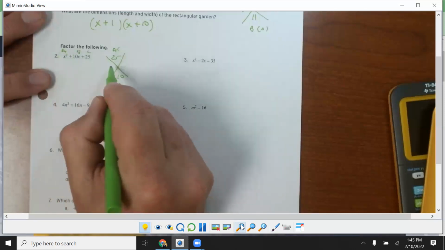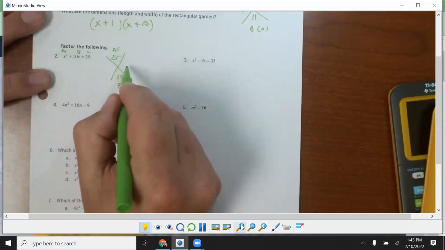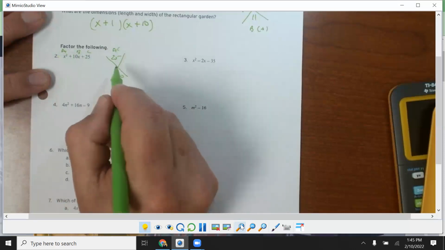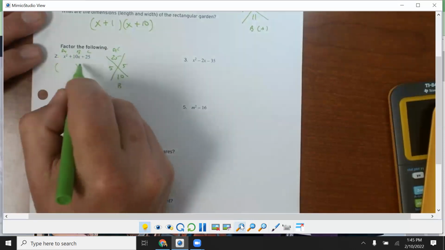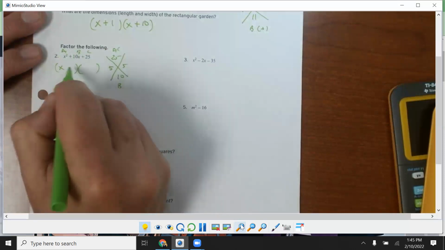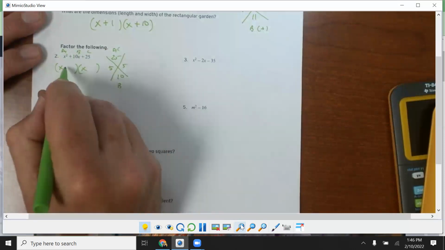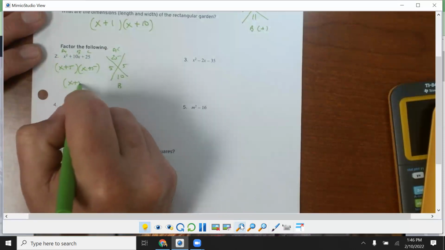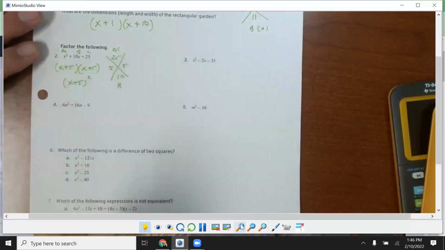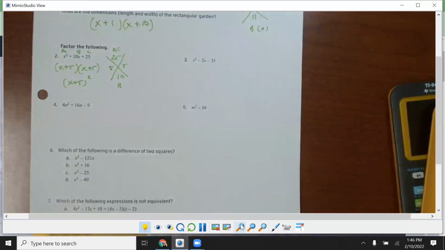I got to figure two numbers multiplied together that will give me 25, but when I add them, I get 10. This one's an easy one. It should be 5 and 5. All right, so this will be open parentheses and close. Since it's x squared, we just put x in there, and we're going to say plus 5, plus 5. All right, this is what we call a perfect square. Okay, we could also write it x plus 5 with a little square on it.